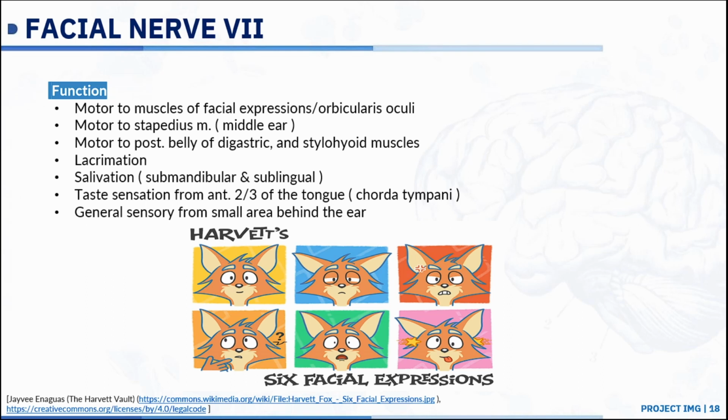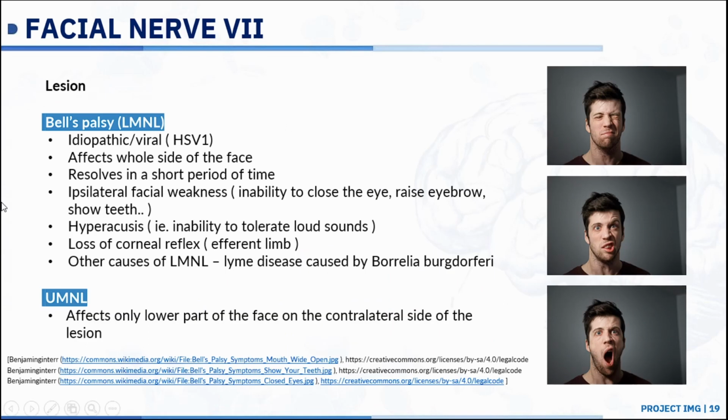Facial nerve 7 function. Motor to the muscles of facial expression, orbicularis oculi, motor to stapedius in the middle ear, motor to the posterior belly of the digastric and stylohyoid muscles. Lacrimation, salivation, submandibular and sublingual. Taste sensation from the anterior two-thirds of the tongue via the chorda tympani. General sensory from a small area behind the ear.